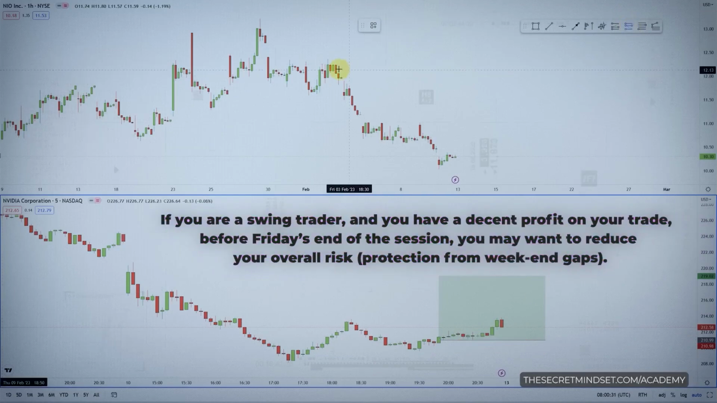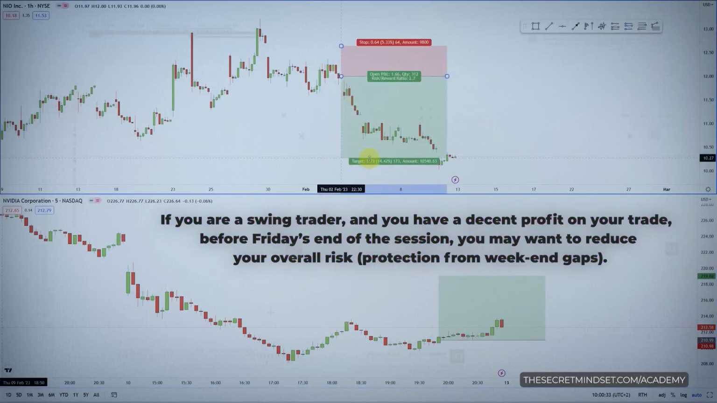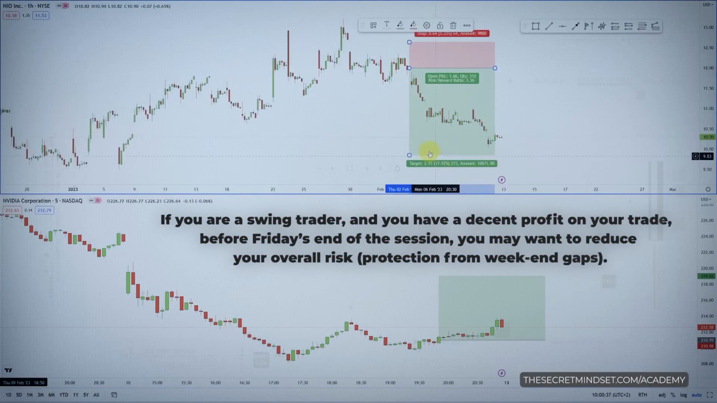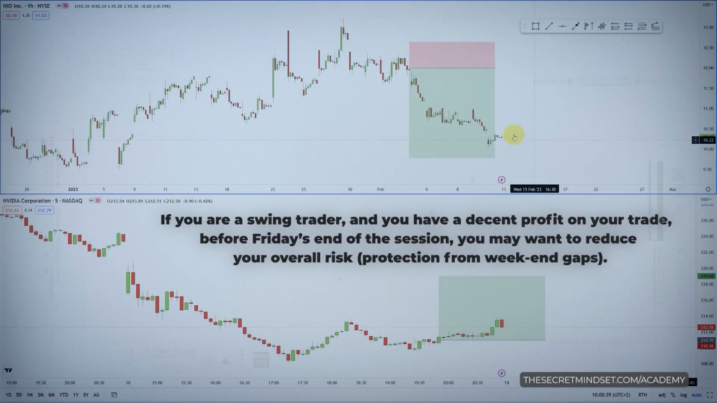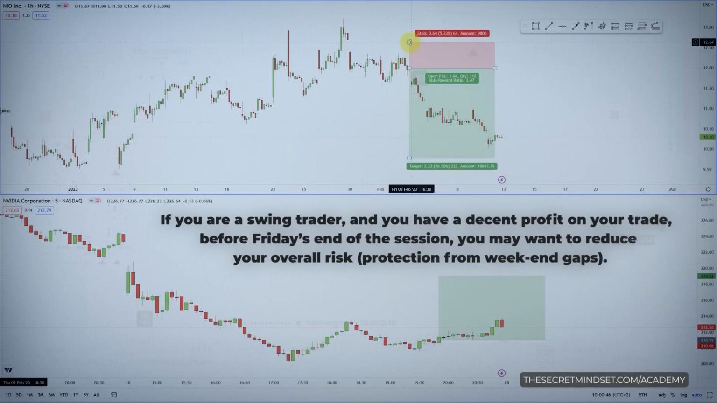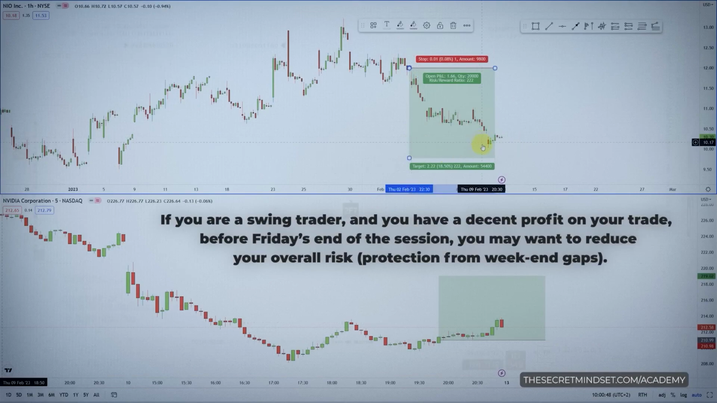The same if you're a swing trader and you have a decent profit on your trade. Before Friday's end of the session, you may want to reduce your overall risk. You've seen those big weekend gaps, so take some profits off the table and move your stop to break even.